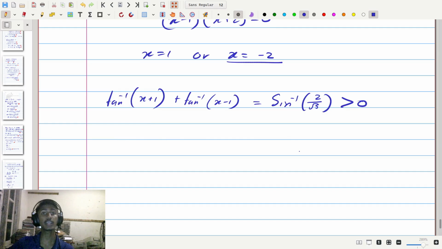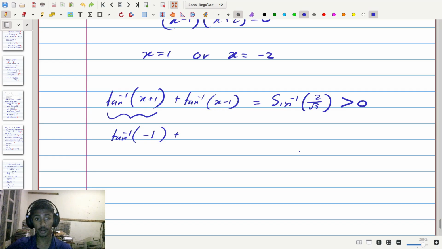However, considering the other value of x and the other angles we get, the other value of x is x equals negative 2. And considering that, the angles we get here for the first one is going to be the tan inverse of, and here we get negative 2 plus 1, which is negative 1. So it's going to be the tan inverse of negative 1. And then we have plus, and for this one, we get the tan inverse of x minus 1, which will be tan inverse of negative 2 minus 1, which is the tan inverse of negative 3.